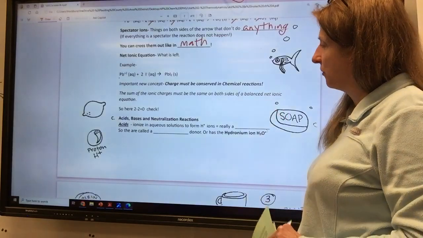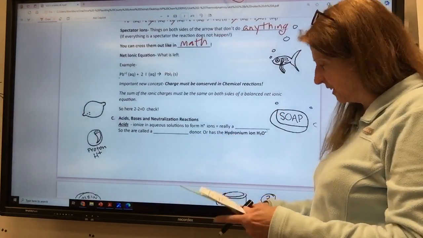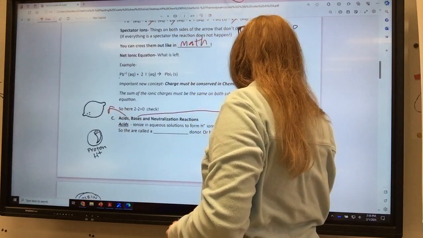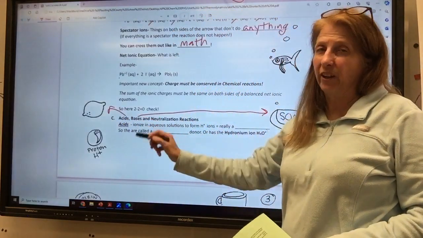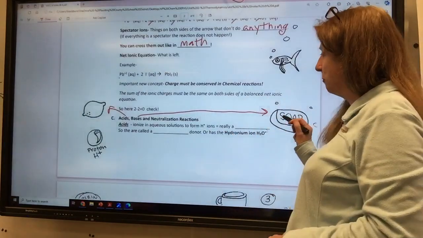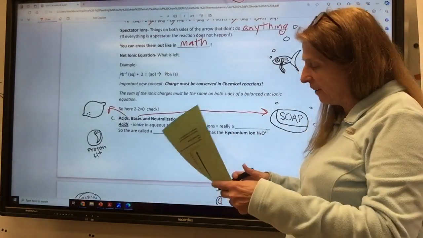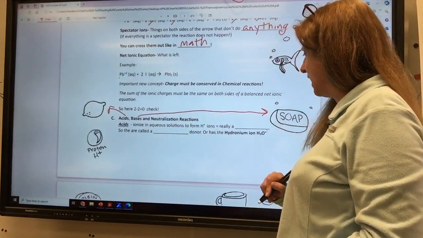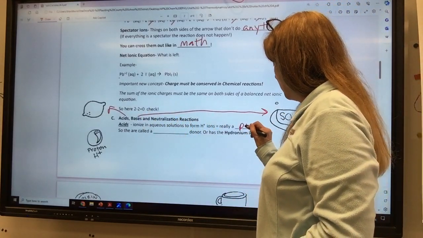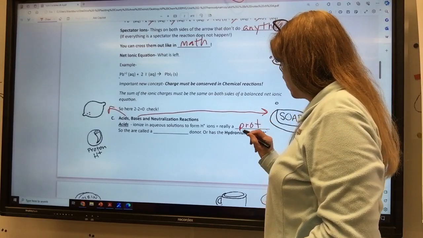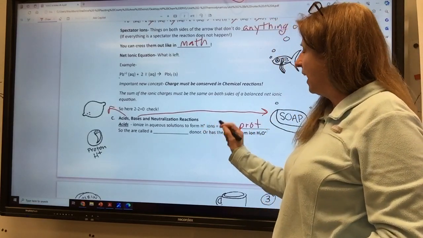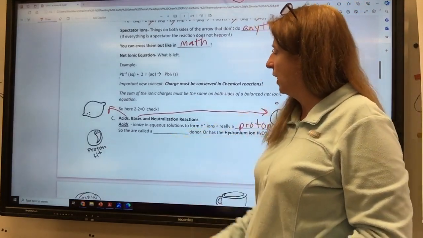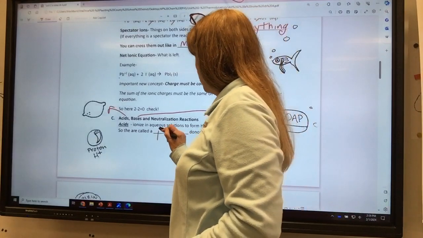Acids, bases, and neutralization reactions. So let's talk about that. Our acids are our lemons. Our bases are our soap. I didn't want you to get confused because I'm going to start talking about acids. Soap is a base, not an acid. So acids ionize in aqueous solution to form hydrogen ions, which are really a proton. Because hydrogen is just a proton and an electron, and if it lost its electron, it's a proton. So it's also called a proton donor.